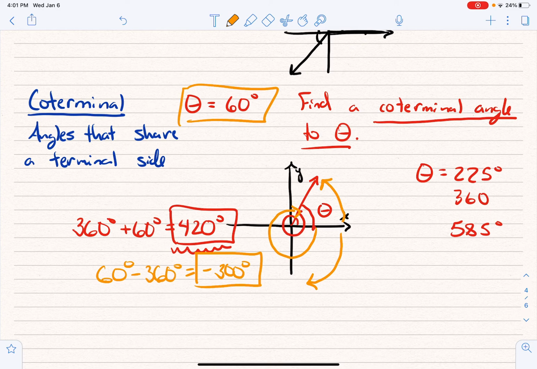So how do you find a coterminal angle? You simply add or subtract 360 or any multiple of 360. You could add 360 and then add another 360. You could add 360, 360, and 360. As long as you add or subtract a multiple of 360, you can find a coterminal angle.